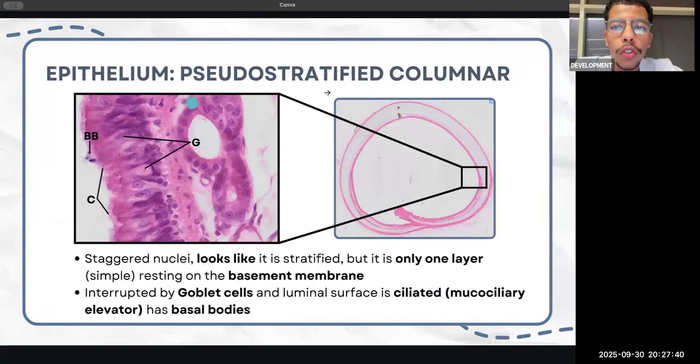Next, we have pseudostratified columnar epithelium. Now, this lines your trachea. Pseudo means false or fake. Stratified means more than one layer. So fake more than one layer means we only have one layer, but it looks like it's more than one layer. So it looks like it's stratified, but it's actually simple. It's just one layer.